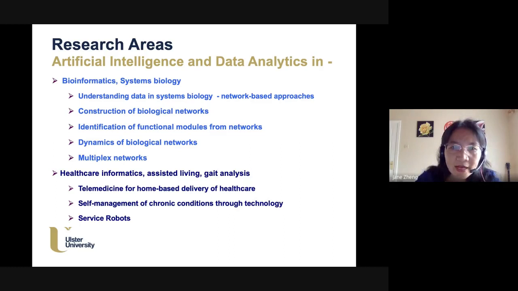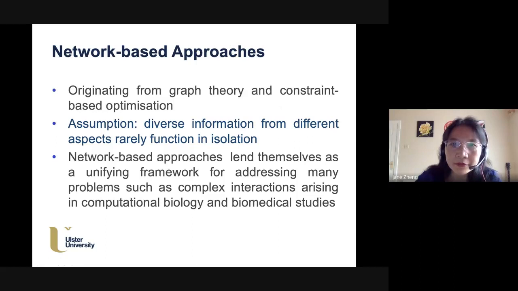The other application area is healthcare informatics. We focus on how to use assistive and living technology to support independent living, home-based delivery of telecare or healthcare, and how people can self-manage their conditions. In recent years, we have put a lot of effort into two areas: one is gait analysis, and the other is care robotics systems. So this is the overview of our group's research. For today, of course, we won't be able to cover all of this, so we're going to focus on the network-based approach. I'm going to talk about the network-based approach in some applications and use some case studies or research work to explain how we use it.